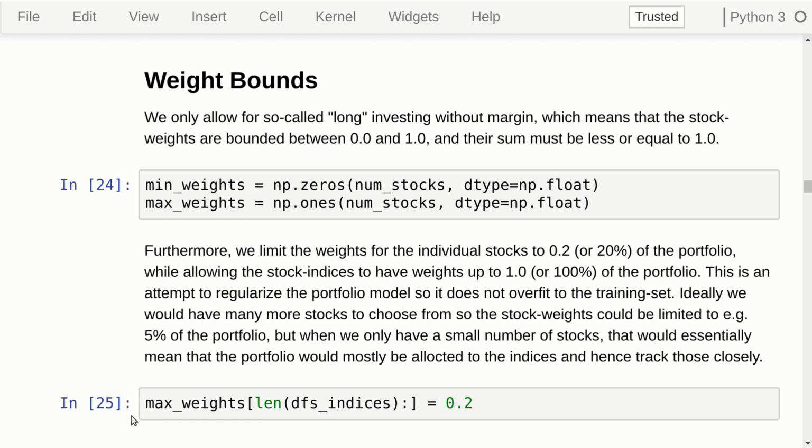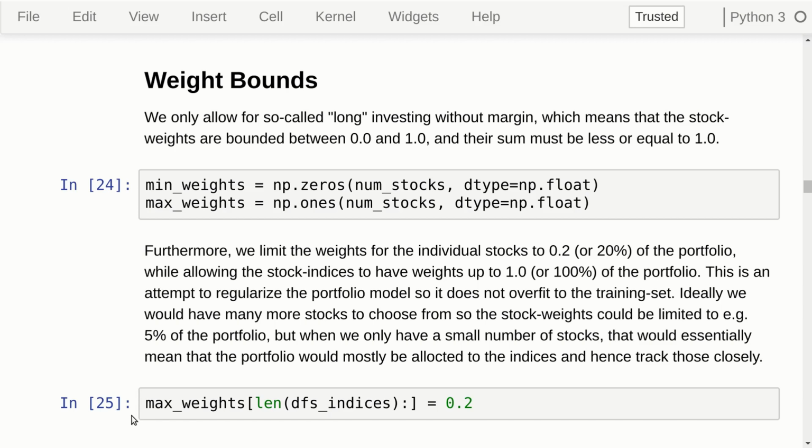However, we will only allow the stock weight to be 1 for the stock indices, and for the individual stocks, we only allow it to be 0.2, so that an individual stock may at maximum occupy 20% of the portfolio at any given time. And this is one attempt to regularize the portfolio model so it doesn't overfit too much on the training data. Ideally, you would have a much larger number of stocks to choose from so that the maximum stock weight would only be 5% or maybe even only 3%.